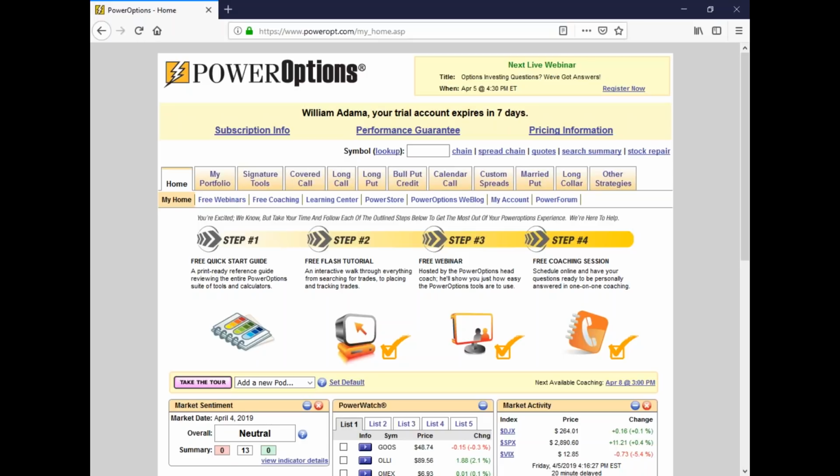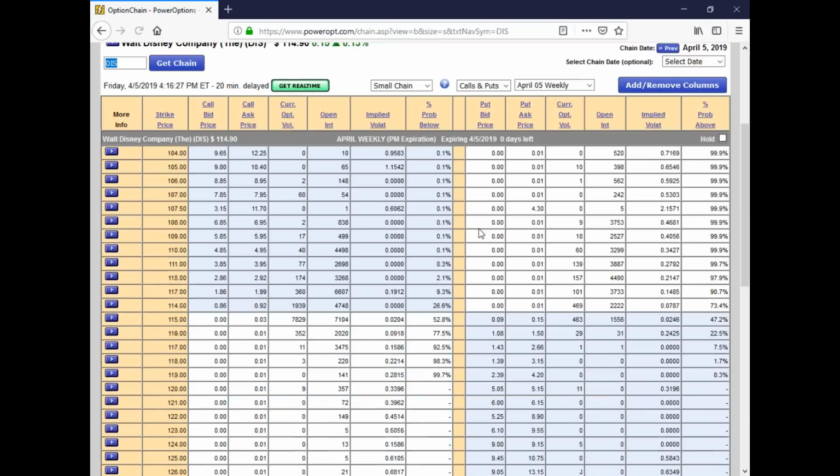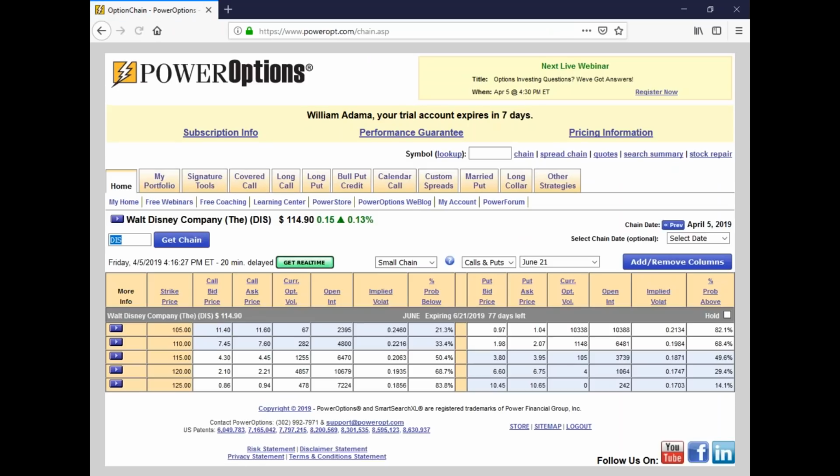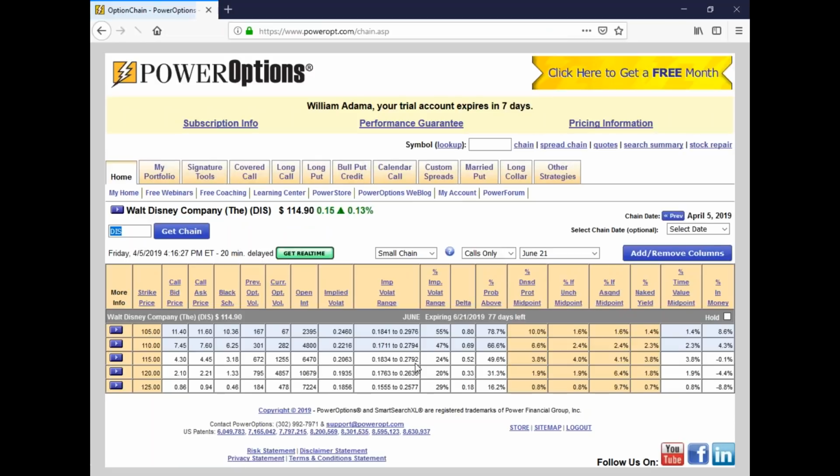And what I'm going to do first, Larry, is I'm going to go to the chain here. I'm just going to pull up a chain on Disney, DIS. And we're just going to look at a full option chain, but what I want to do is go to somewhere out in time. Let's just go to June for the time being. And here we have the breakup of our calls. The stock's at 114.90. Let's take a slightly in the money 105 call. And I'm going to change it to just the call chain for the time being.